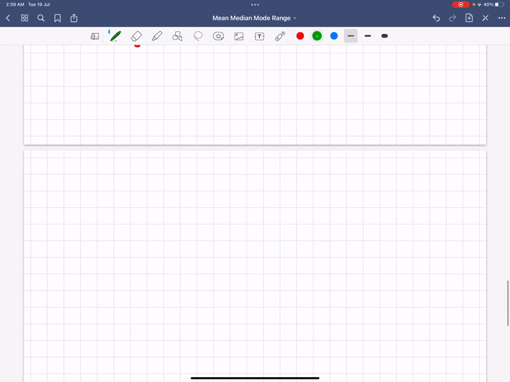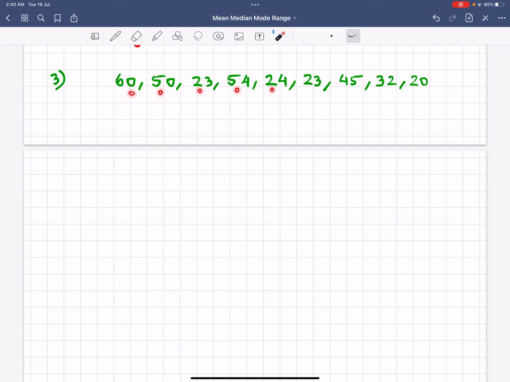So the third question, you can try this on your own. Question number 3, we have the numbers 60, 50, 23, 54, 24, 23, 45, 32, and 20. So we have 1, 2, 3, 4, 5, 6, 7, 8, 9 numbers, right? Now, first of all, we need to write the numbers in ascending order.